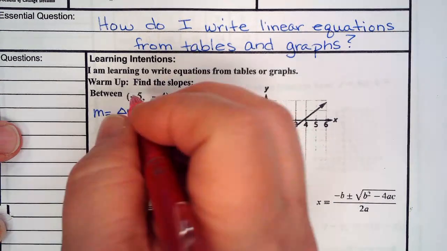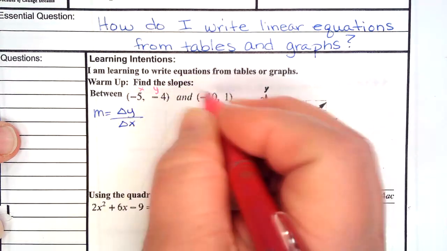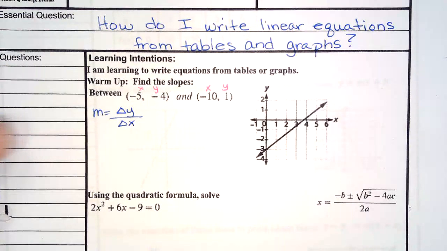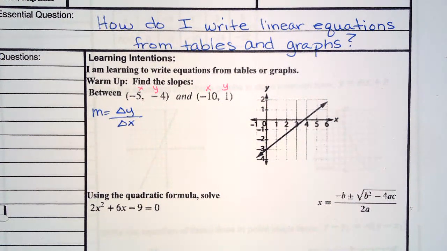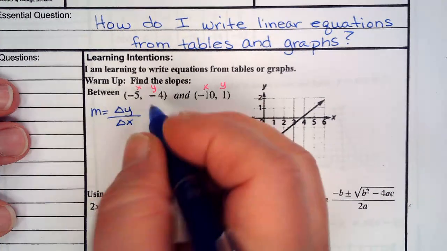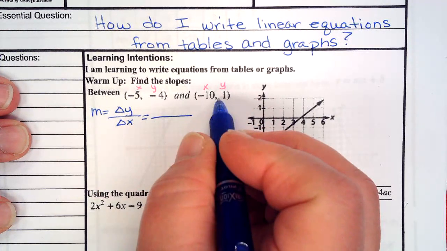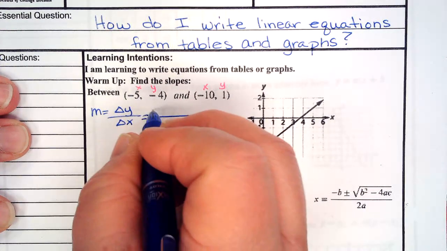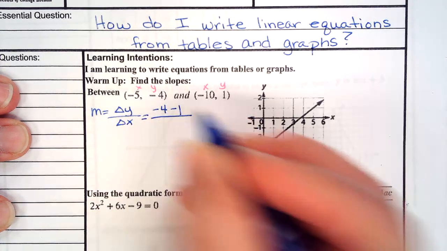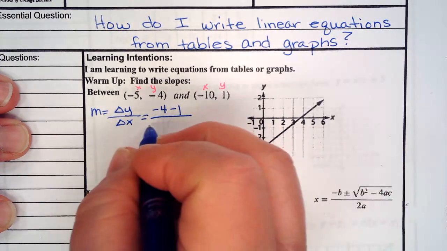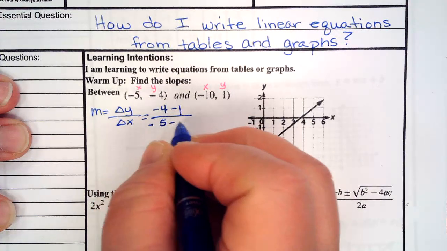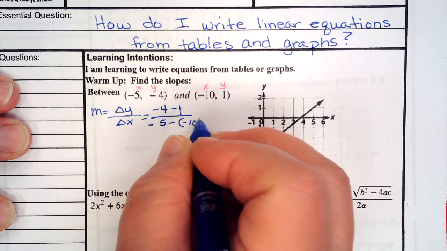So, we've got xy, xy. You can start with either point. It doesn't matter because you'll still get the same slope. So if I start with the first one and go to the second one, it's -4 minus 1 over -5 minus -10.